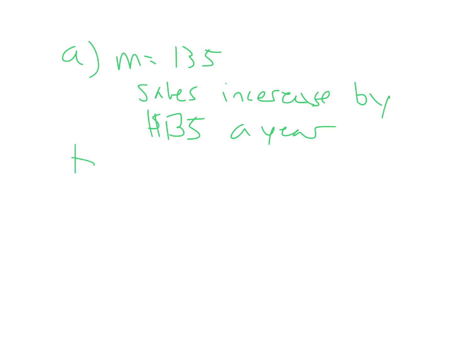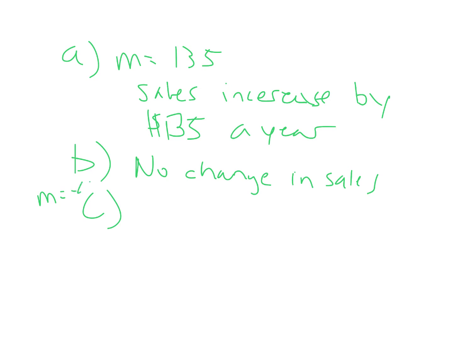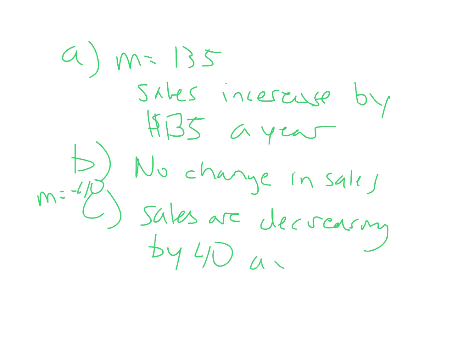Part B asks for what if the slope has m equal to 0? That means we have no change in sales. When the slope is 0, it's just a horizontal line, no change happening. And C, what if the slope is m equal to negative 40? That means sales are decreasing by 40 a year. Whatever 40 is, we're going to assume it's dollars. By $40 a year.